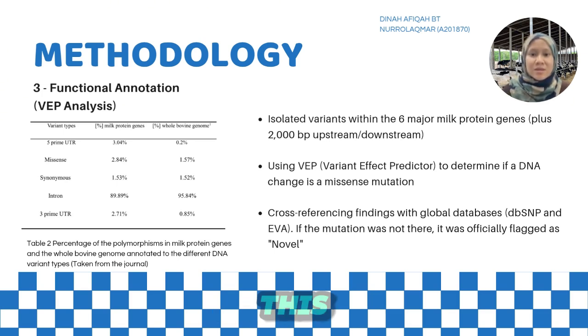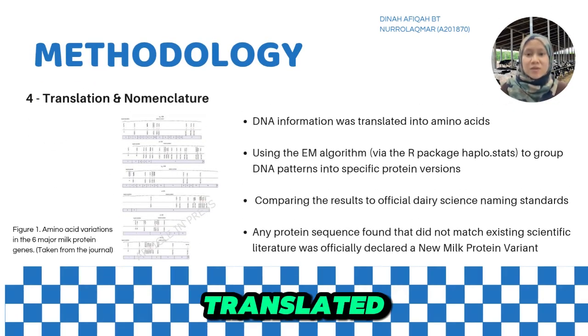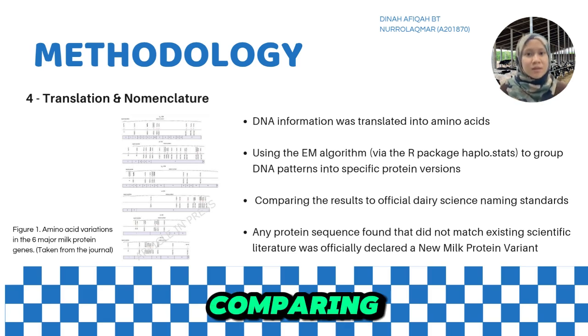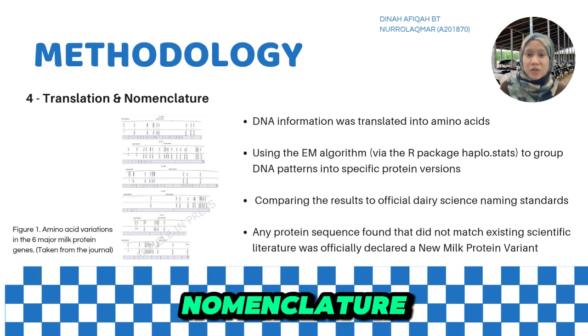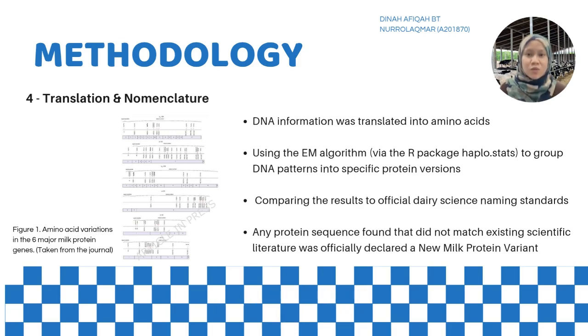They cross-reference this against the dbSNP and EVA databases. If a variant wasn't there, it was officially flagged as novel. Finally, the DNA was translated into protein sequence using the R package haplostats. They grouped these variations into final milk protein variants. By comparing these two official dairy science nomenclatures, they identified which were known and which were entirely new to science. This rigorous four-step approach is what led to the discovery of the 86 novel variants we see in this study.